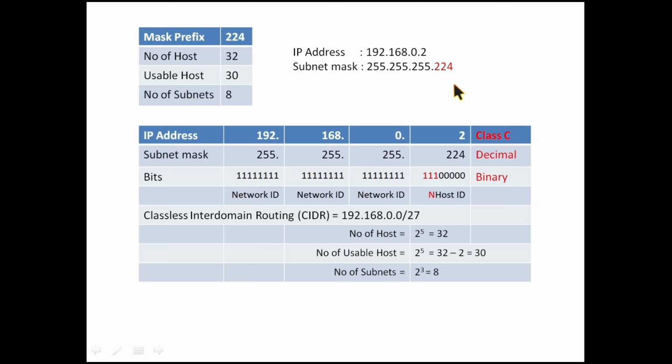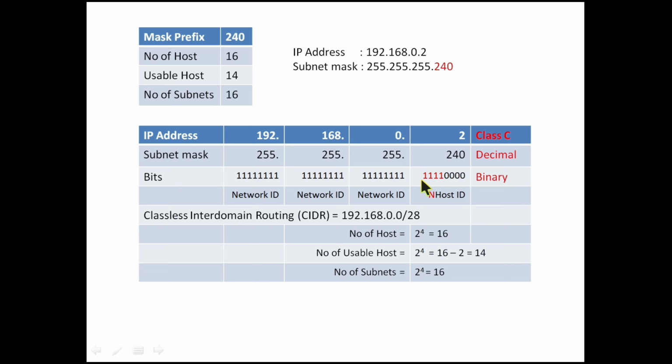If it is 224, what does it mean? We convert three host ID bits into three network ID bits. The CIDR notation will be /27, that is 24, 25, 26, 27. Number of hosts means number of 0s in the host ID, that is 2 to the power 5 equals 32. Number of usable hosts is 2 to the power 5, that is 32, minus 2, subtracting the network address and broadcast address, equals 30. Number of subnets means 2 to the power 3, the number of ones in the network ID, equals 8. That is, we divide the network into 8 equal parts, that is 8 subnets.